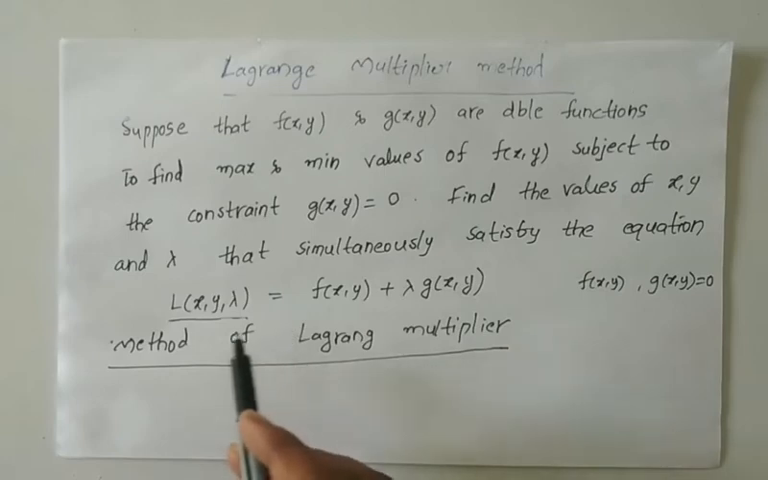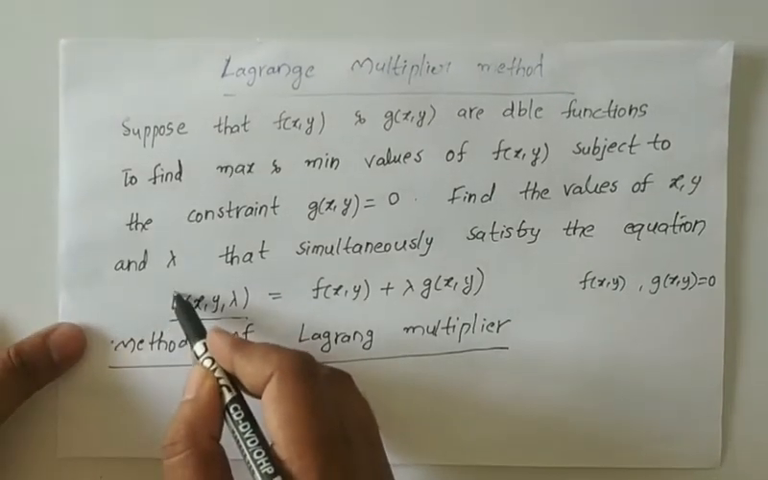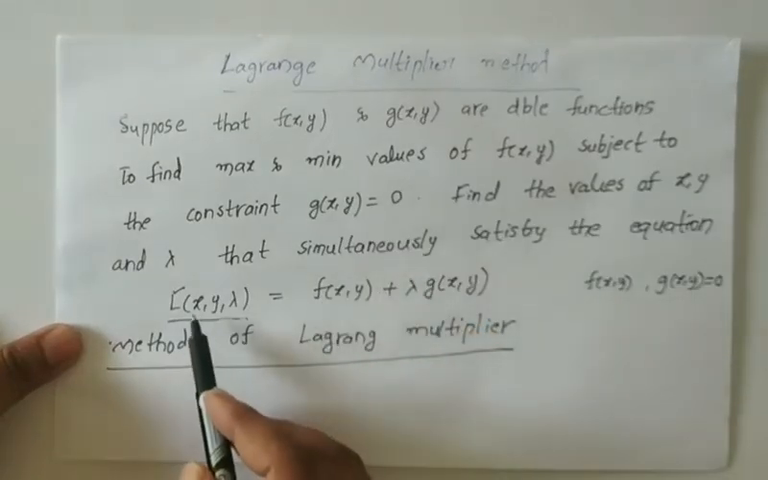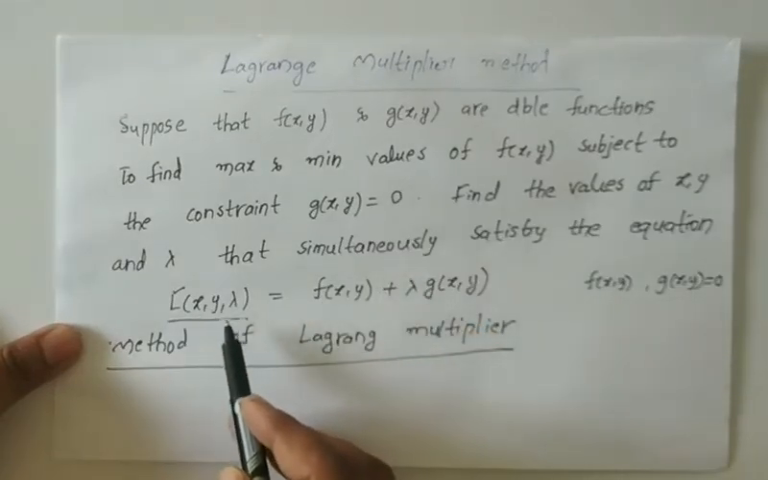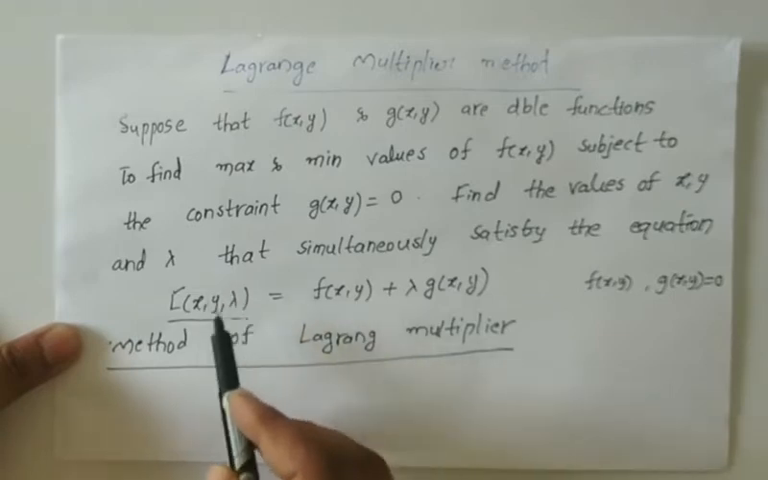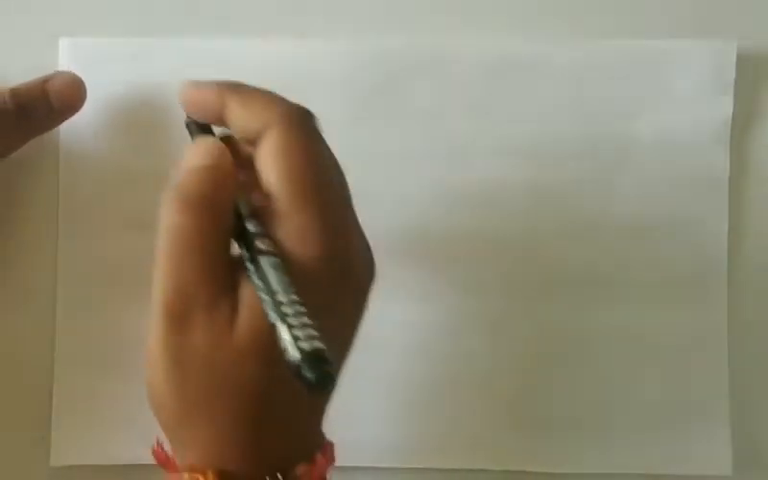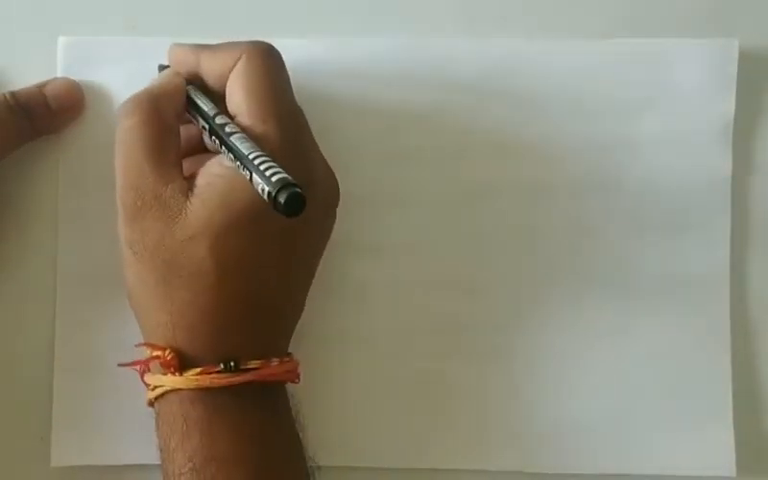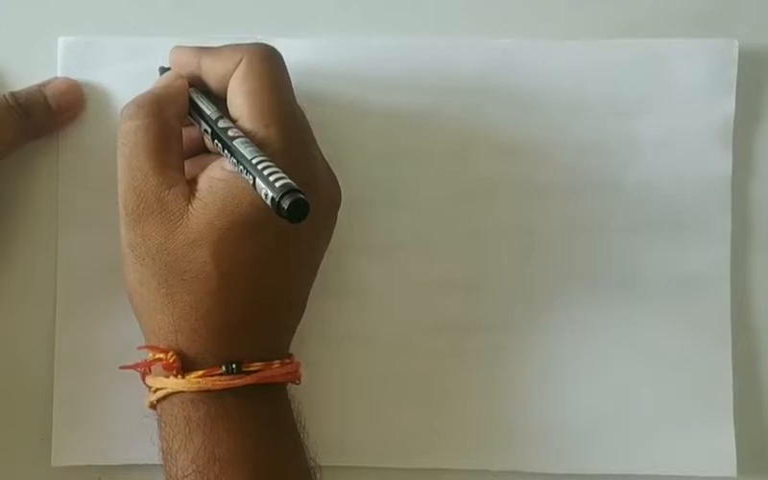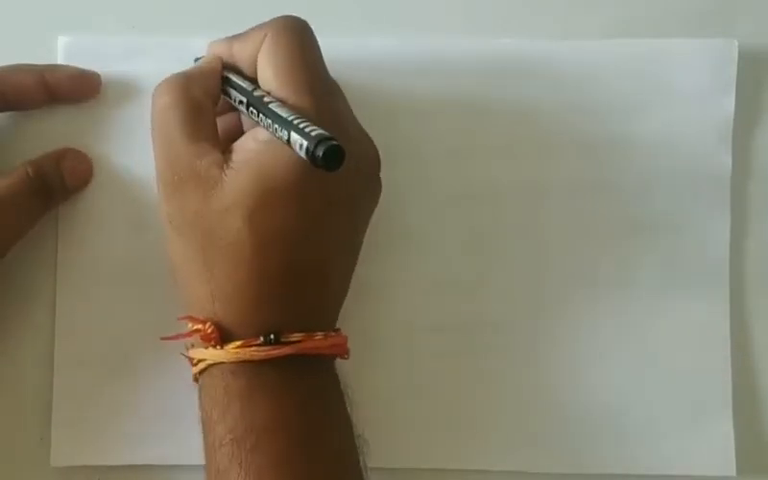Next we have to take the partial derivative of L with respect to x, with respect to y, and with respect to lambda also, and set each partial derivative equal to 0.